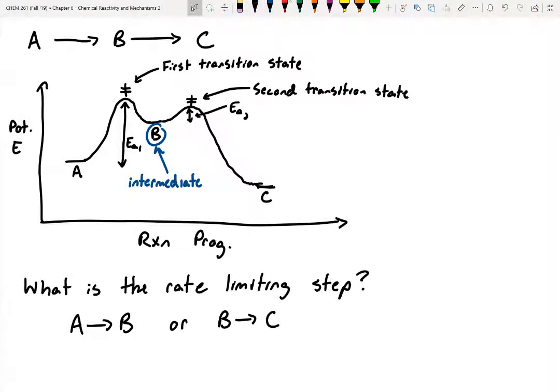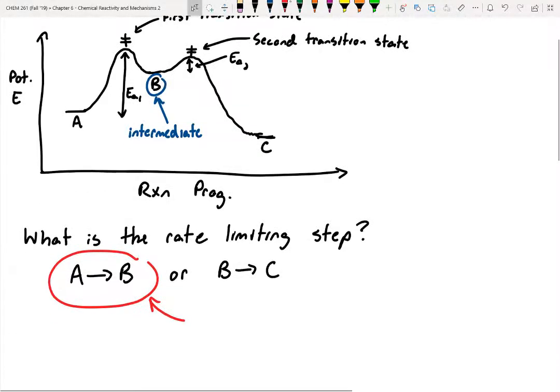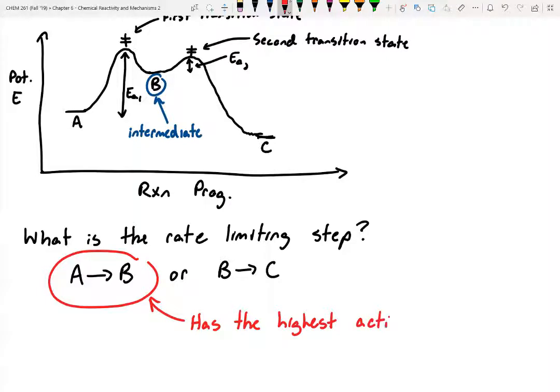All right, so let's see a show of hands. Who thinks A to B is rate limiting? All right, that's good. It looks like most of the hands. Does anybody want to share why they think A to B is rate limiting? What do you think, Anthony? Has the highest activation energy. So up here, we'd say A to B, and it has the highest activation energy.